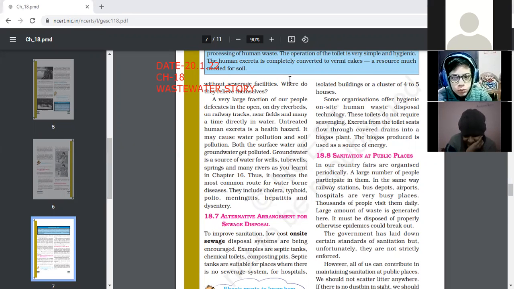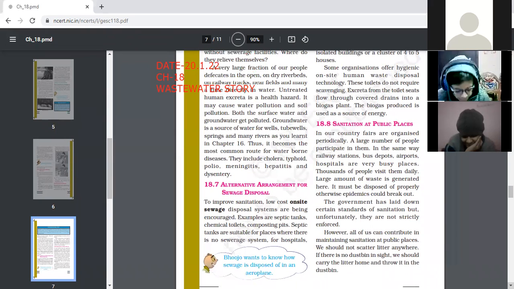We also should spread cleanliness. So how should sewage be disposed of? We should always follow the alternate methods. Today we need to start with the alternative arrangements for sewage treatment. So let's continue with it. Yes, Mukul, Jayan, you can start reading. What are the alternative arrangements for sewage treatment?